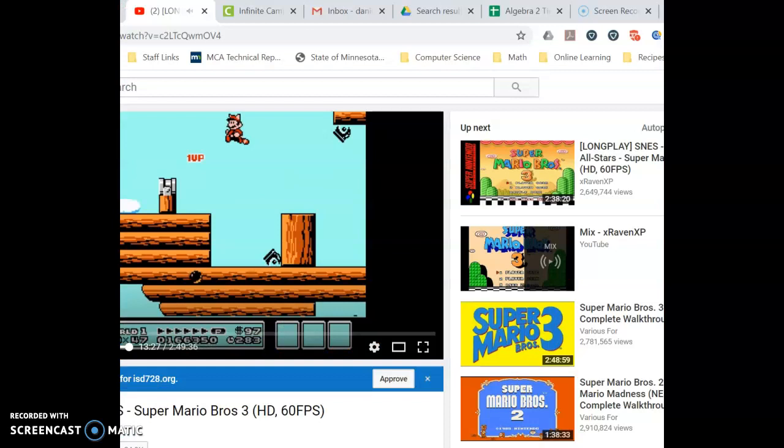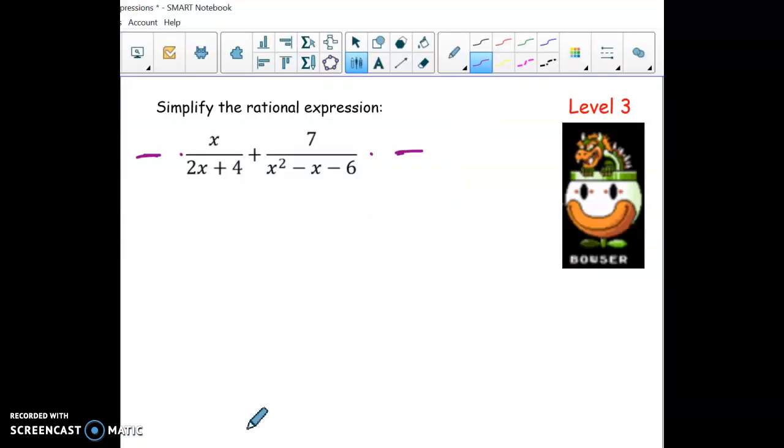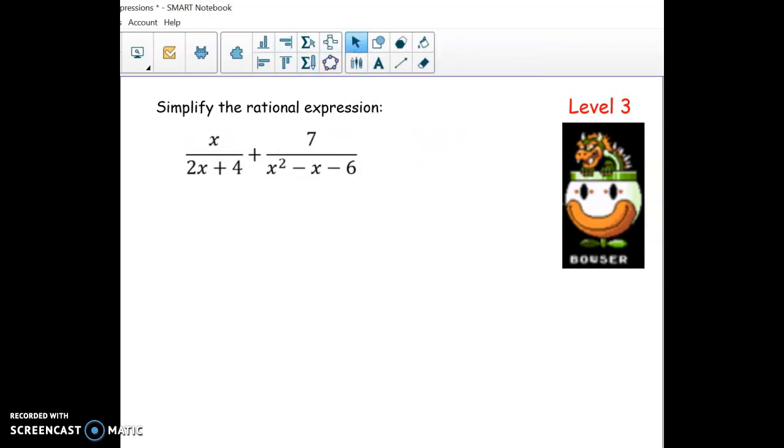At any rate, back to our question. We're going to defeat Bowser here, level 3. In order to figure this out, it's hard to tell how to make these denominators match currently. So again, the trick is to factor first and then figure out what you're missing.